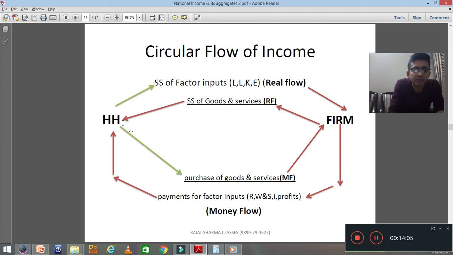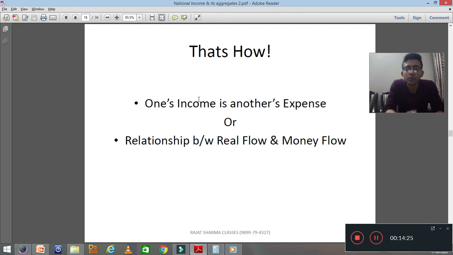After receiving the money, household purchase goods and services, which is of course a money flow to the firm, and the firm supplies the goods and services back to the household. This is again a real flow. So the circular flow of income is the flow of real flow and money flow, and that's how one's income is another's expense, and it's a relationship between real flow and money flow.